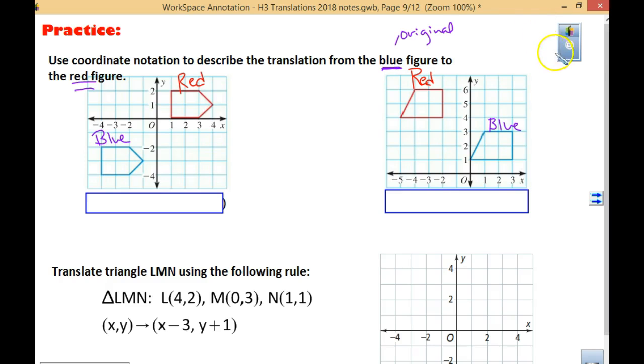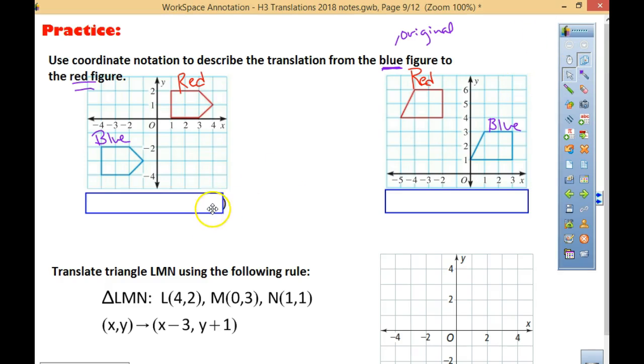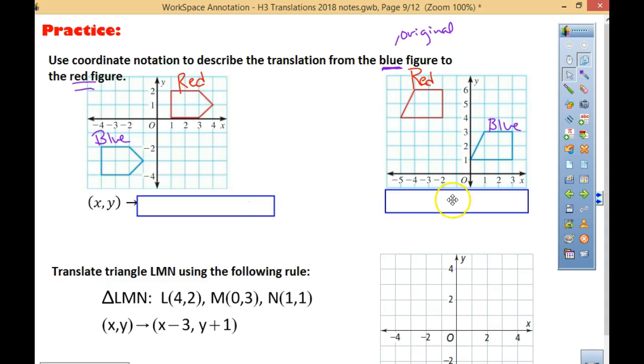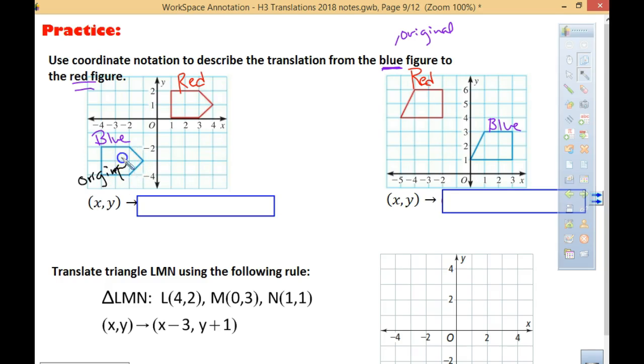When you start these rules, you're always going to start with x, comma, y. And then you're going to tell me the change. Okay? So now, if blue is the original, anytime we are looking at this, blue is our original. After you look at one of your points, maybe you want to go from the point here to the point, like a pencil. We're moving from blue to red, right? Again, it doesn't matter which point you pick as you look at those.